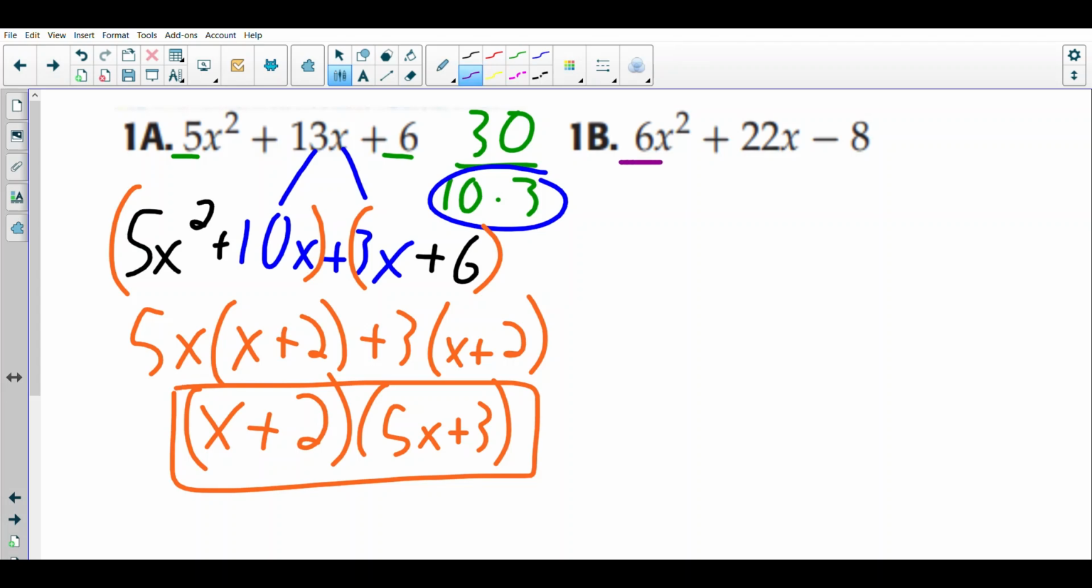6 times negative 8 gives me negative 48. Now this one's going to be a little bit trickier because one's going to be positive and one's going to be negative. So we could do, let's, we have negative 12 times 4. Well, that doesn't work.